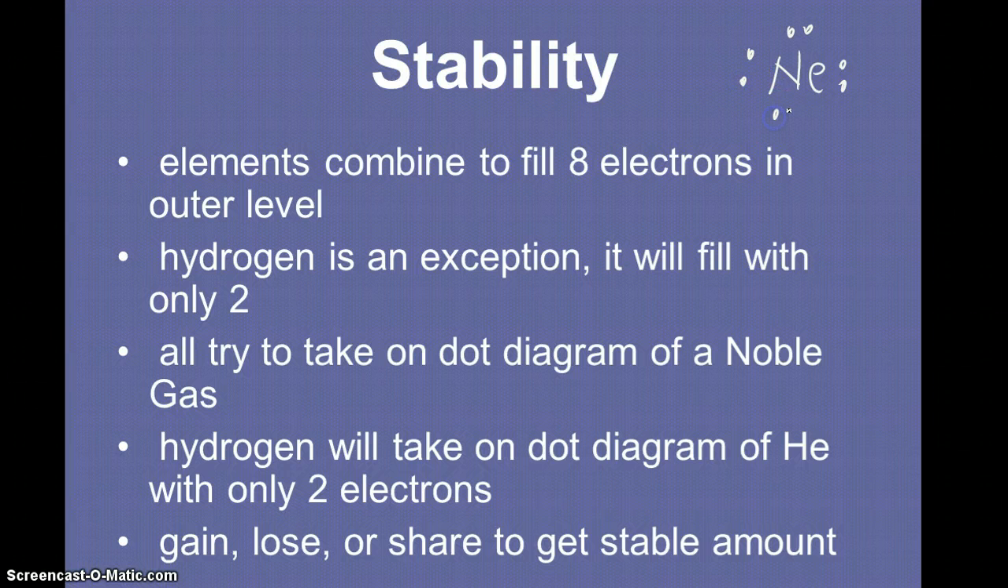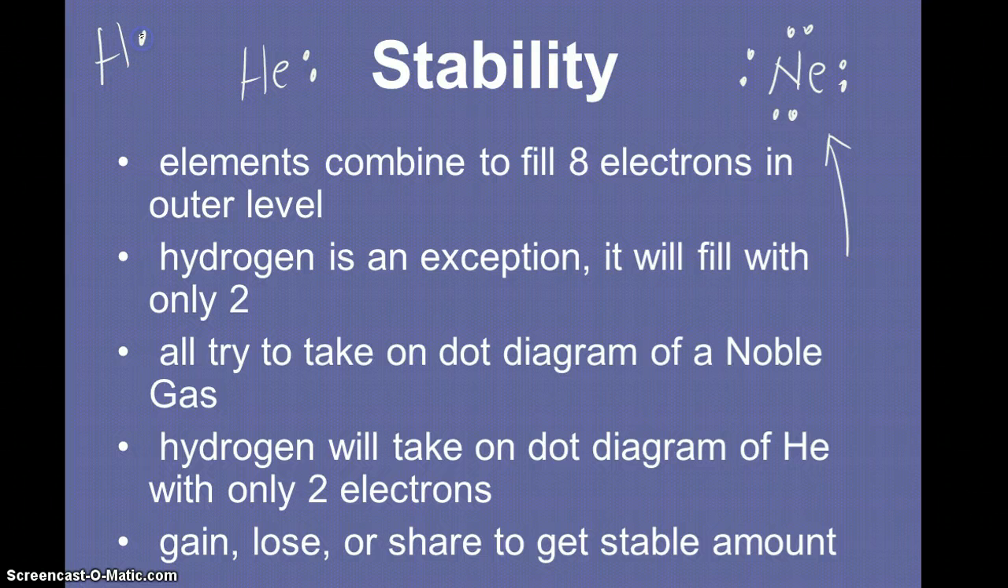It is a noble gas. It has 8 electrons in its outermost energy level. This right here is the dot diagram for neon, okay? So again, the goal of all these guys, they want to look just like a noble gas. Hydrogen, that exception to the rule, will take on a dot diagram of helium, which is only 2 electrons. Now don't forget, helium is very happy with 2.